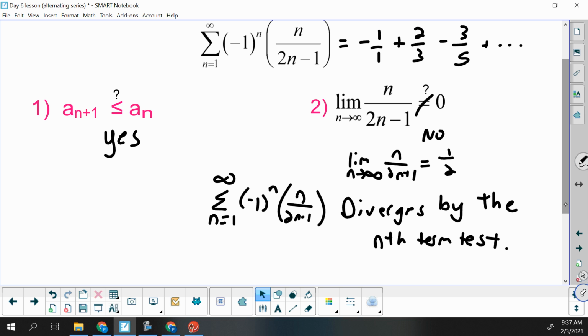So if you get one of these 1 or 2 to fail, that doesn't tell you that it diverges on its own. You should never be saying diverges by the alternating series test. The alternating series test can only show you convergence. If it's going to diverge, we would have to be able to then show by some other reason that it's going to diverge.